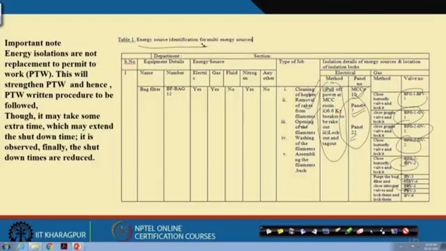This is called energy source identification, where you have to put the locks. Energy source identification is done by very, very knowledgeable people. He is called the energy planner. The energy planner is a very important person. A lot of training is given to them on how to do this.